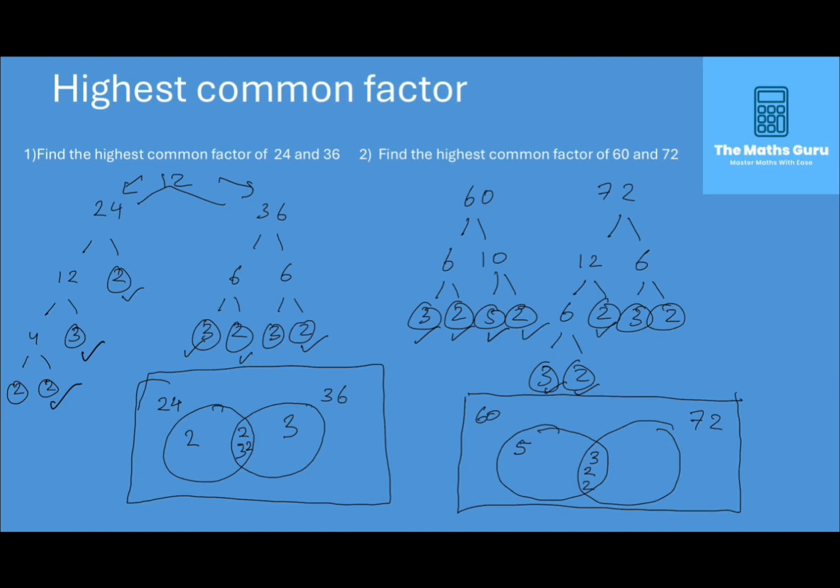2 and 2. And then there's obviously no more factors left on the 60 side, so everything else will just fall into 72, so 3 and 2. So the highest common factor is 3 times 2 times 2, which is equal to 12 again. Which obviously makes sense because 12 times 5 is 60 and 12 times 6 is 72.